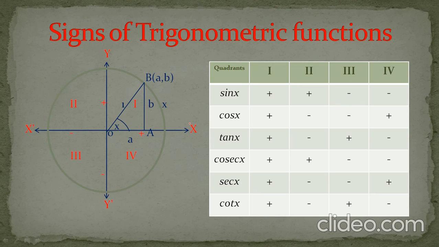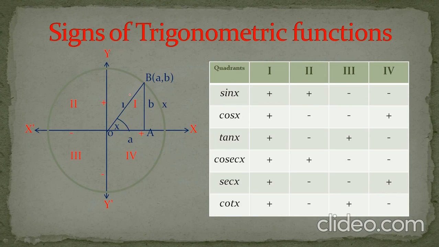For this we consider a unit circle. Unit circle means its radius is 1 unit. Here OB is the radius of this circle and it is taken to be 1. And consider an arc X. It will subtend an angle X at the center because जो हमारी radius है वो equal to 1 है.